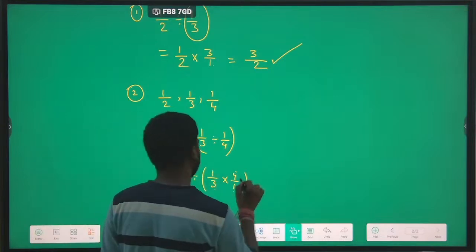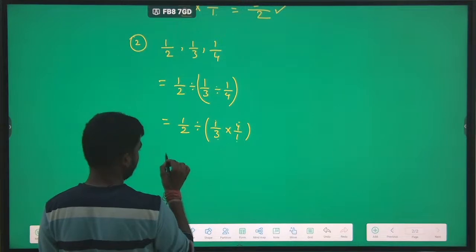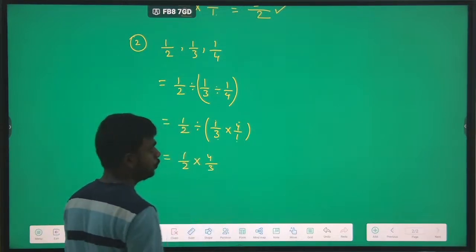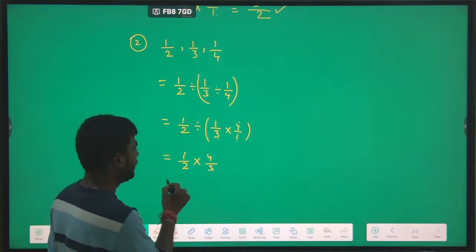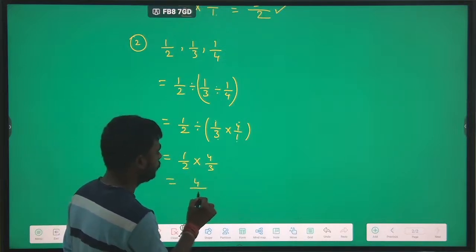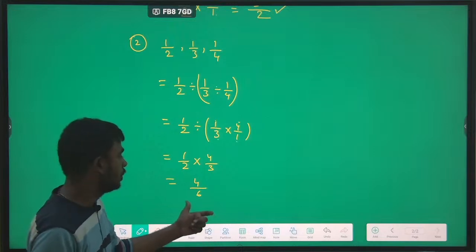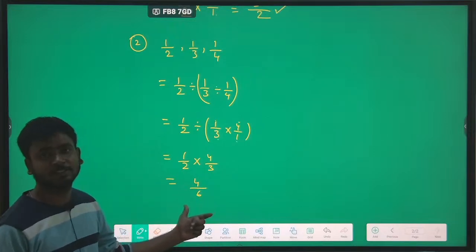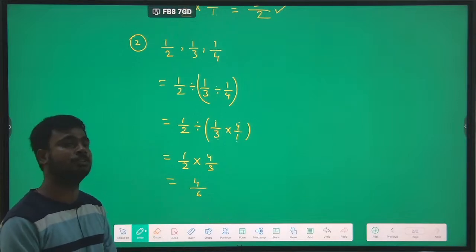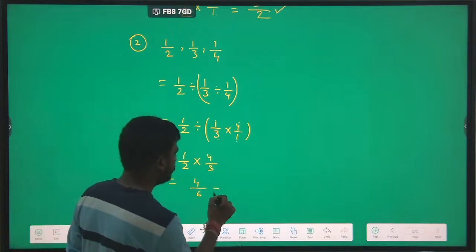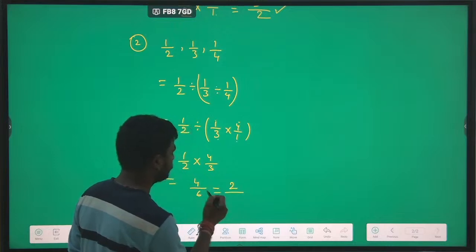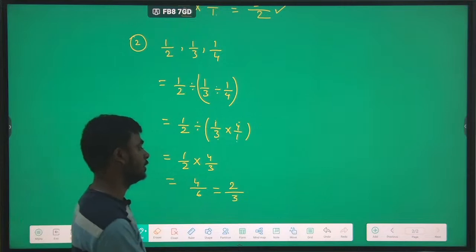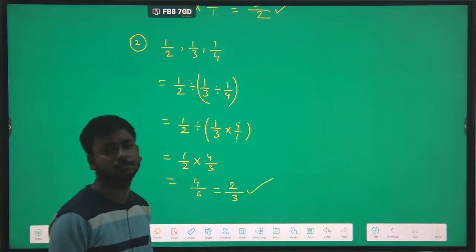So what are we going to do now? We will multiply 1 by 2 with 4 by 3. So what will we get? We will get 4 into 1 as 4, 2 into 3 as 6. Now we know that our last step is to convert this fraction into the simplest form or lowest form. So it will be 2 multiplied with 2 is 4, 2 multiplied with 3 is 6. So this fraction will be 2 upon 3. So it will be the correct answer.